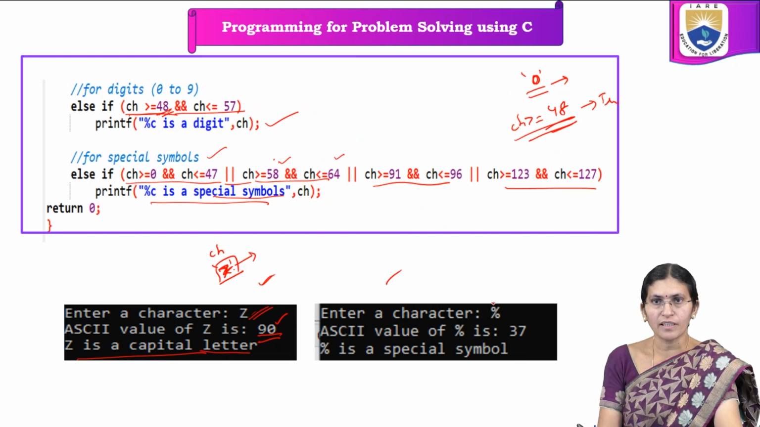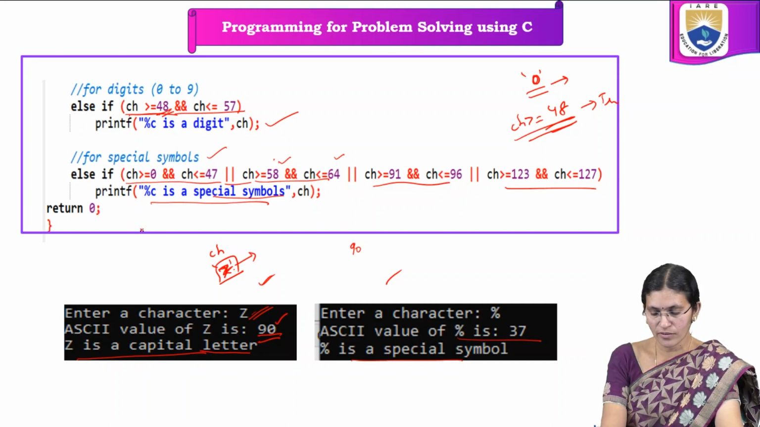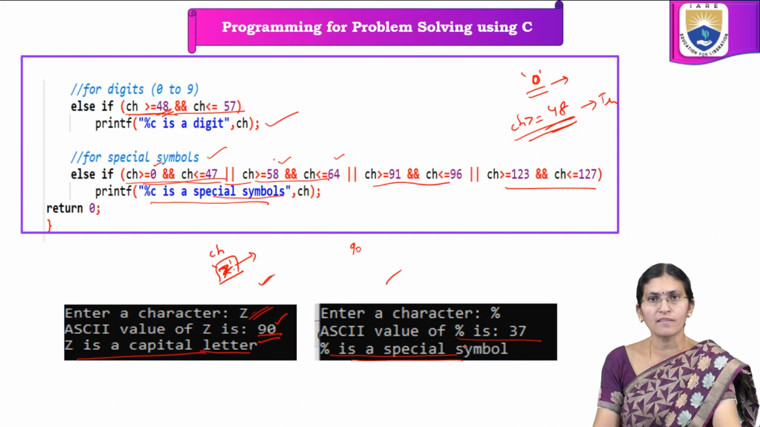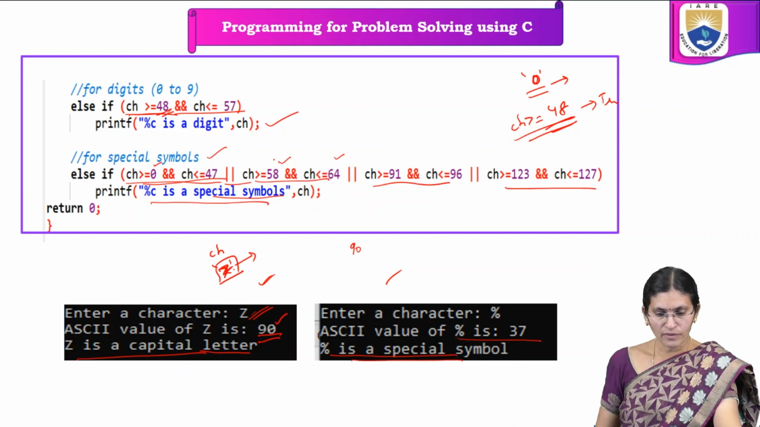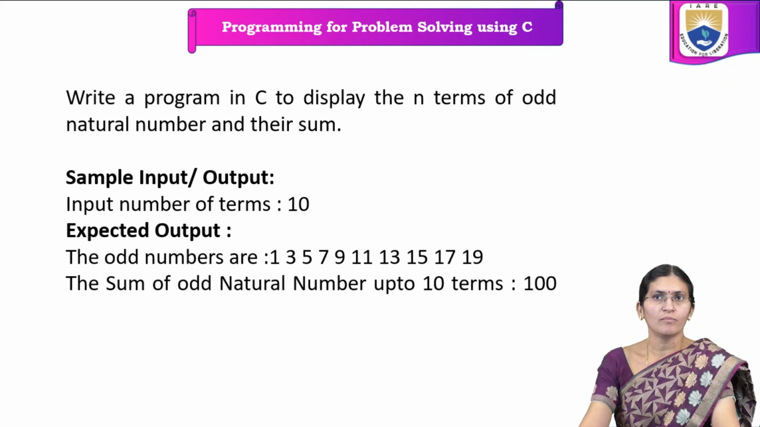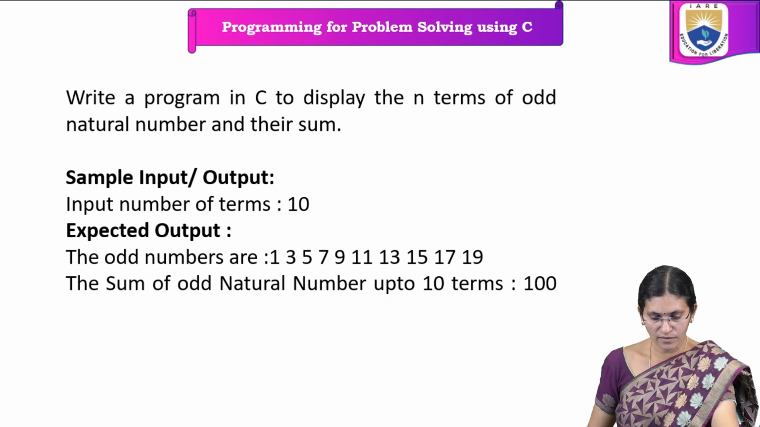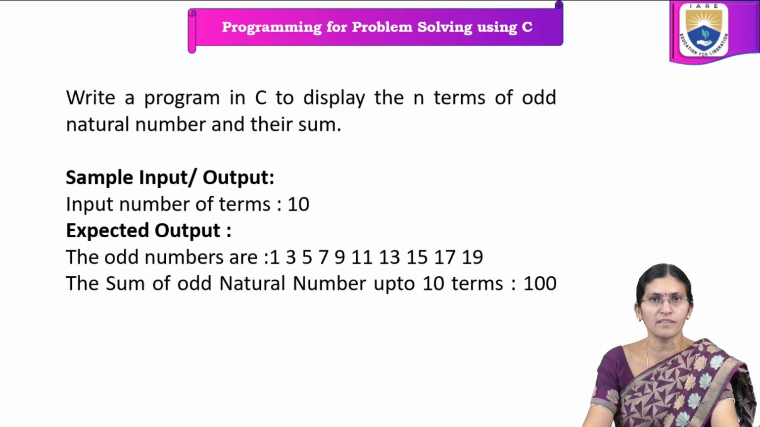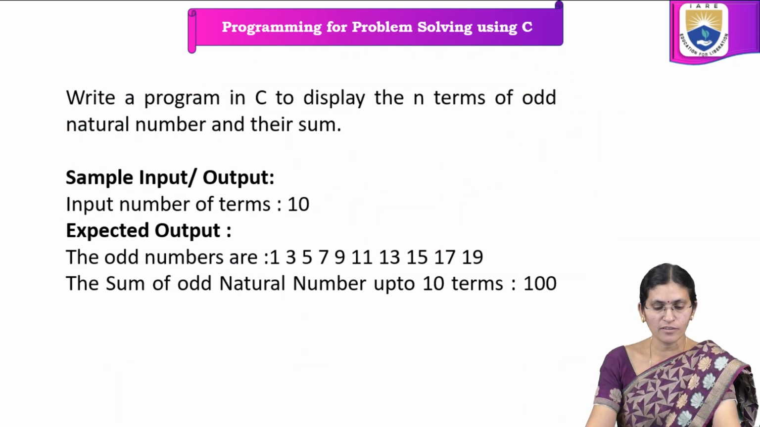Next, if we enter some other character, like this symbol, then its ASCII value is 37. So this program prints the ASCII value also, and based on that ASCII value, it will print what the character is. The ASCII value of percentage is 37, therefore it lies between 0 and 47, so it says that it is a special symbol. So in this way we can write the program. Similarly, we can use switch case also to determine whether the entered character is a capital or small case letter, a digit, or any other special symbol.